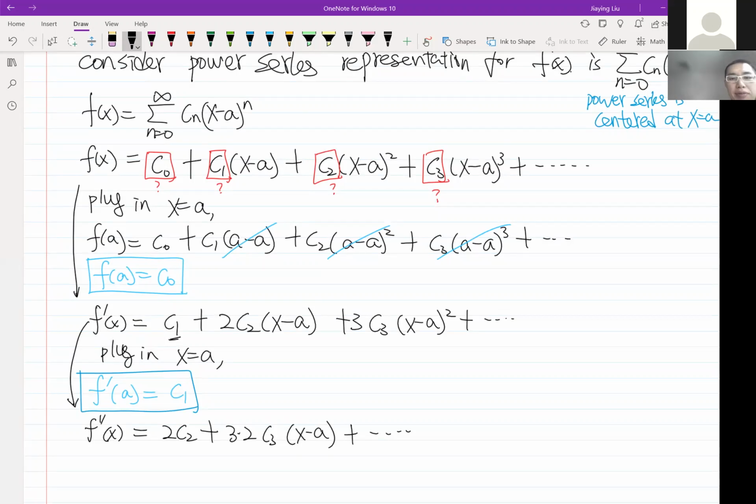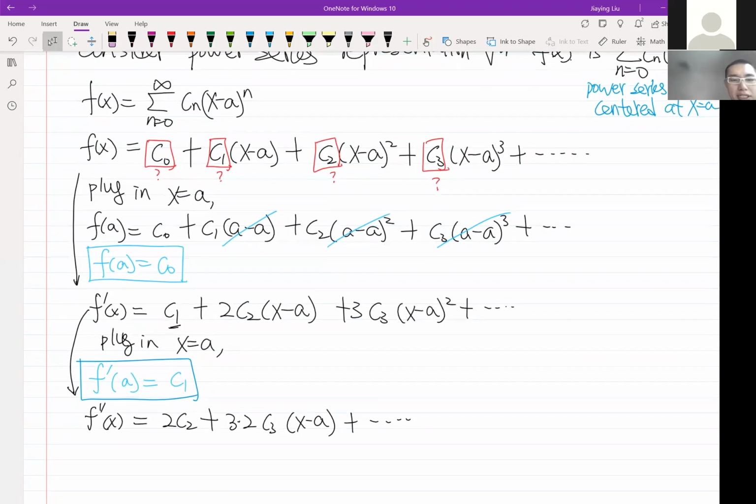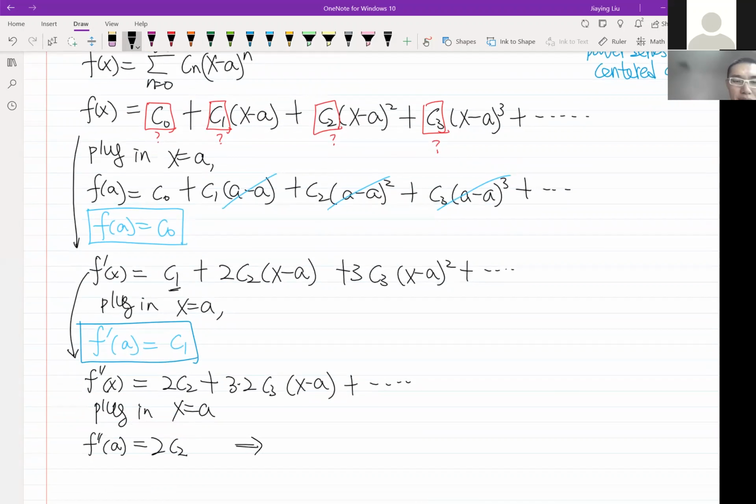And from here, the trick is again to plug in x equals a. All terms become 0 except for the 2C2 term. So we get f double prime of a is equal to 2C2. And then from here, we can solve for C2. So we get f double prime of a divided by 2 is C2. That's how they've come up with the formula for C2 there.